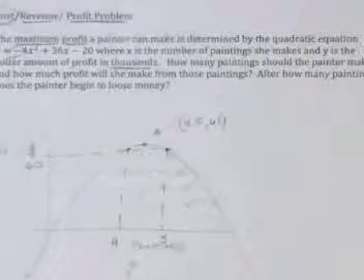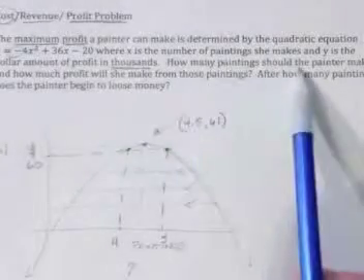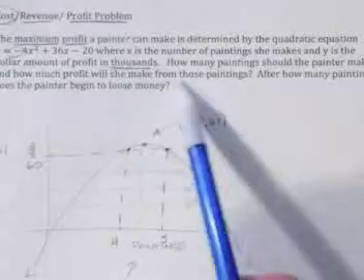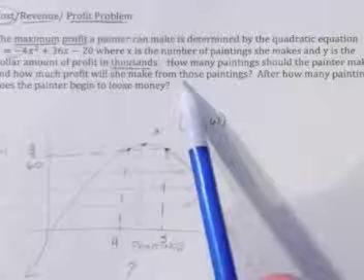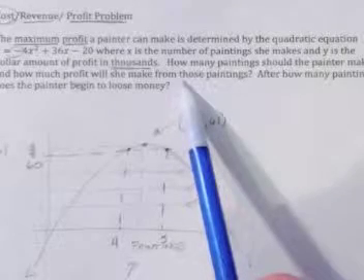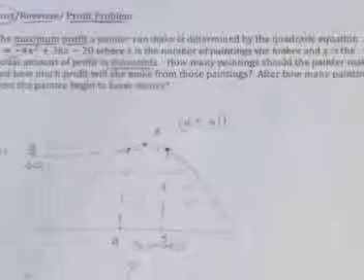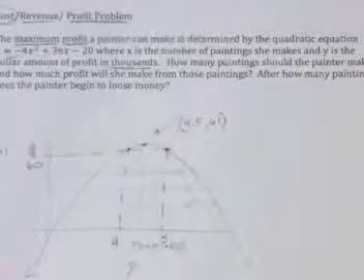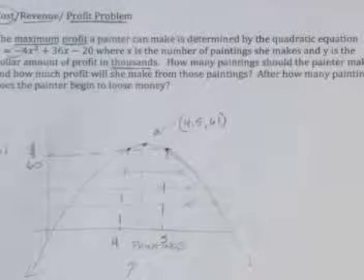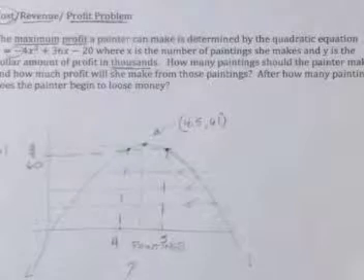So to answer the questions, let's go back and read the problem again and make sure that we've considered all that we need to. How many paintings should the painter make, and how much profit will she make from those paintings? The answer is she should make either 4 or 5 paintings, and if she does, she'll make $60,000. And then it asks, after how many paintings does the painter begin to lose money? And the answer is, after that 5th painting, her profit is going to start to go down.